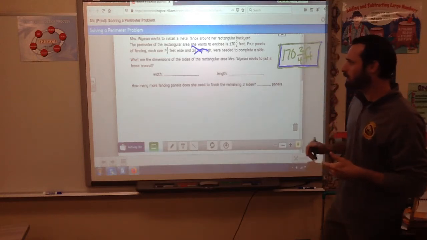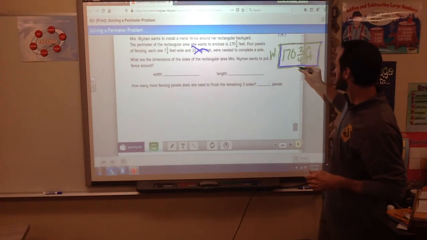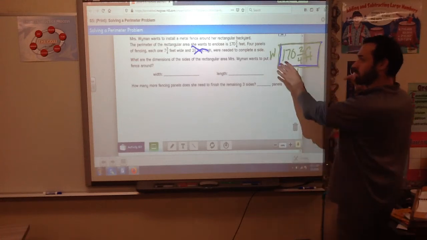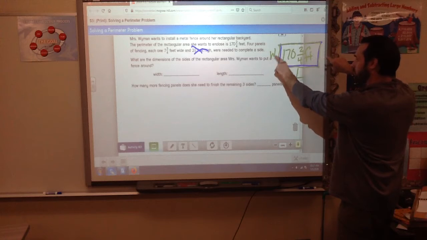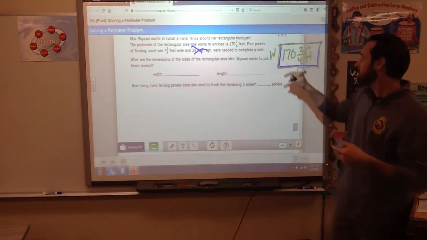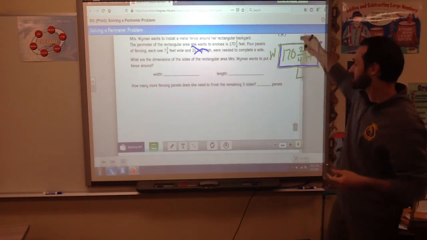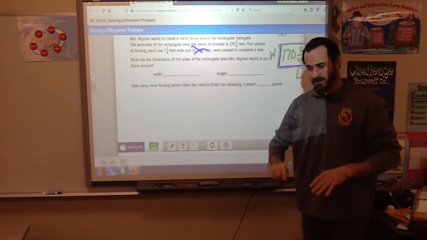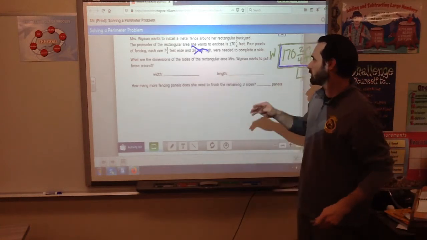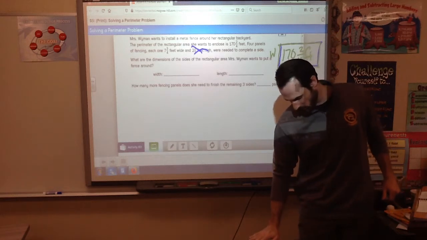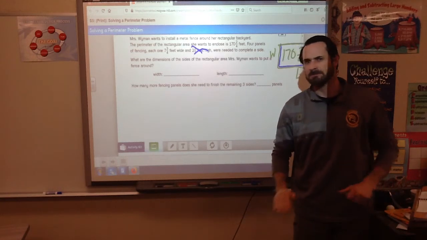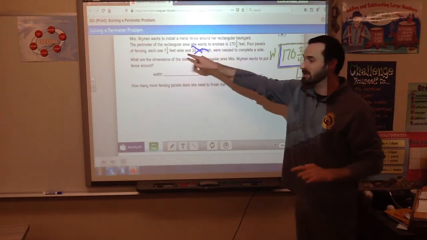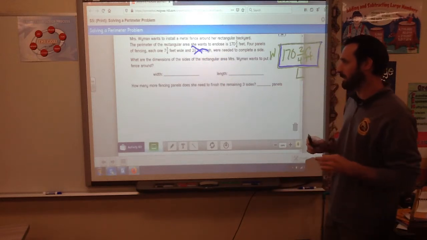And what we want to know is the width and the length. The width is going to be both of these, and the length is going to be both of these. Width plus length plus width plus length equals perimeter. So the height of the fence, how tall it is, which would be 2 2/3 feet, doesn't matter. It's just how long the pieces are that matter.